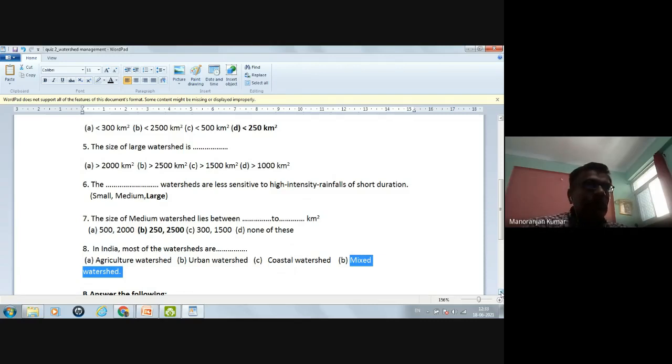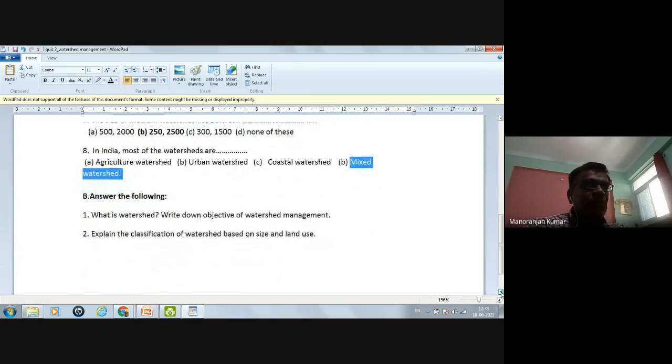Now, here are some descriptive type questions you have to attempt. What is a watershed? A watershed is nothing but an area in which all the runoff water collects at a single point. And what are the objectives of watershed management? There are various scopes of watershed management. It can reduce the runoff, increase the infiltration. Many advantages and objectives are there. You can refer to the slide and write this answer. Write down the objectives of watershed management.